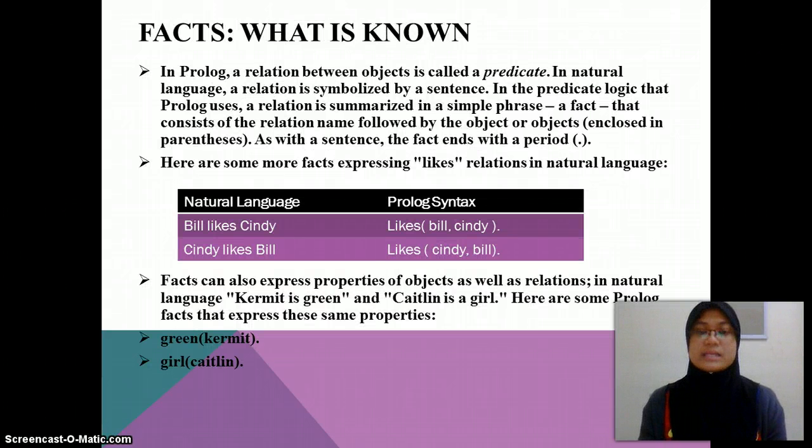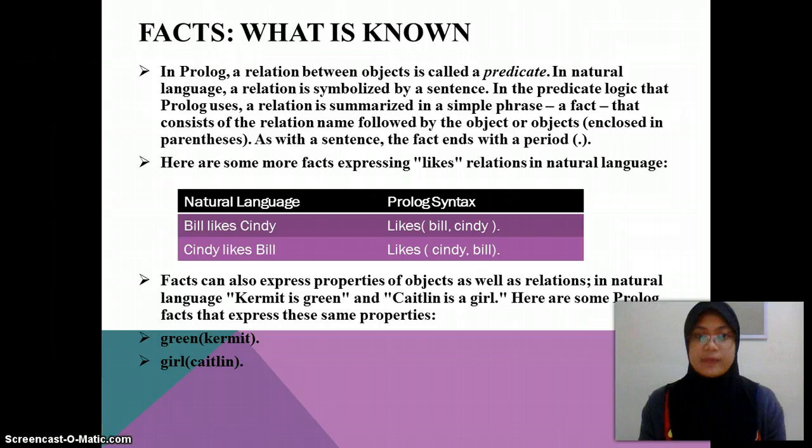The fact. What is a fact? In Prolog, a relation between objects is called a predicate. In natural language, a relation is symbolized by a sentence. In the predicate logic that Prolog uses, a relation is summarized in a simple phrase. A fact consists of the relation name followed by the object or objects enclosed in parentheses. As with a sentence, the fact ends with a period, a dot.